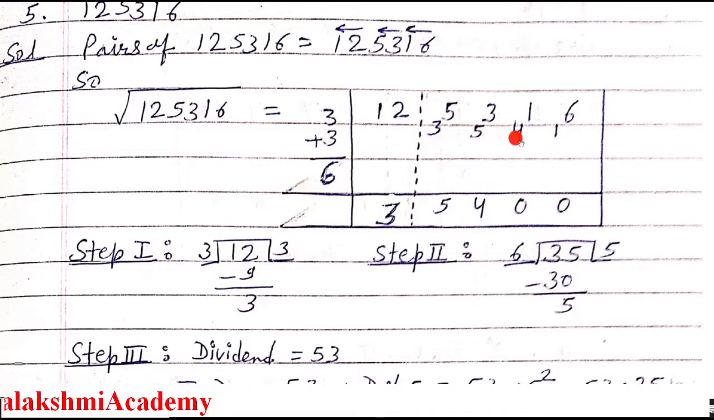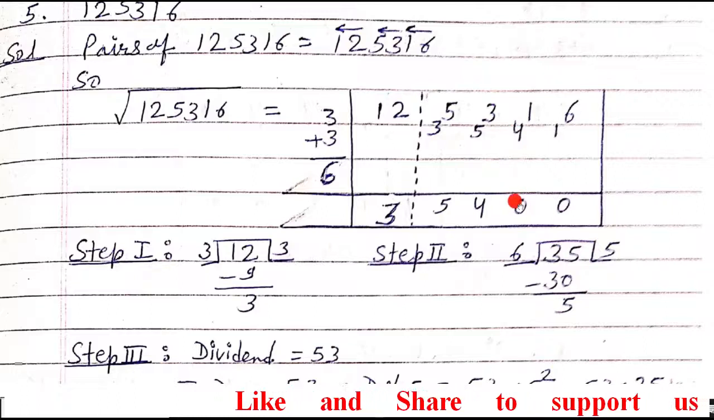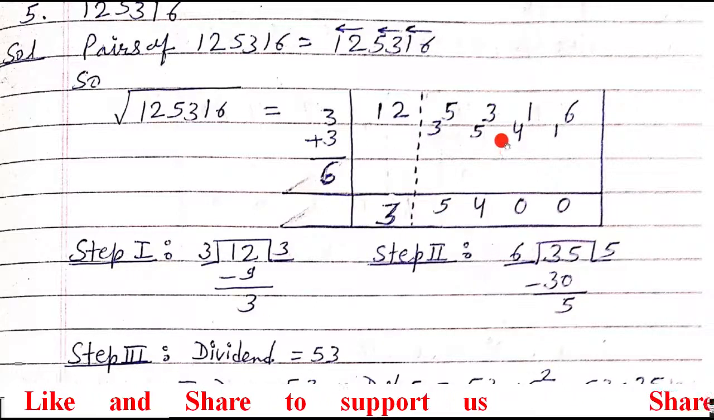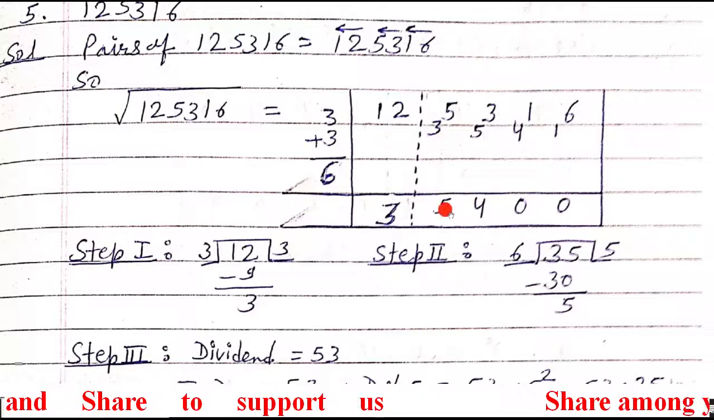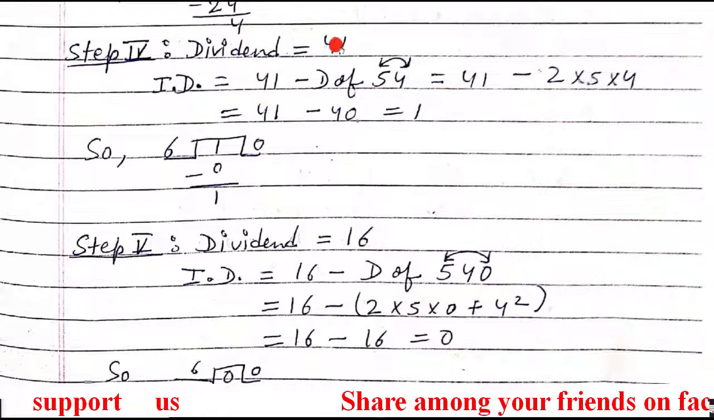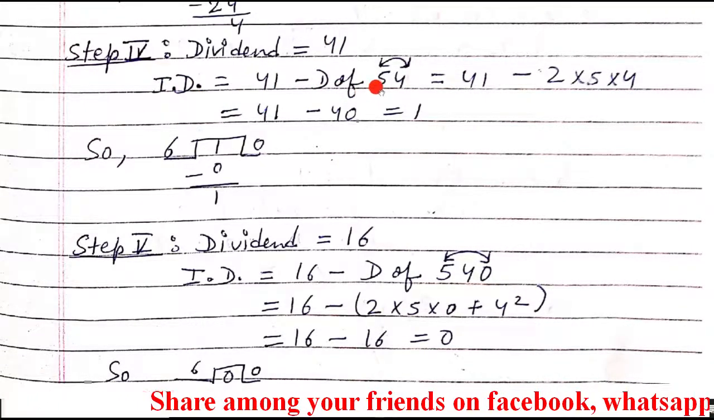So remainder will move to the next digit, that is 1. Little bit down and left side. So it's 41. How to read it? 4, 1, 41. So 41 is dividend, but we have to improve it. So before this column and after the dotted line, we have 2 digits, that is 54. So 41 we have to improve by finding the Dvandva of 54. So see the steps. Dividend is 41 and improved dividend is 41 minus D of 54.